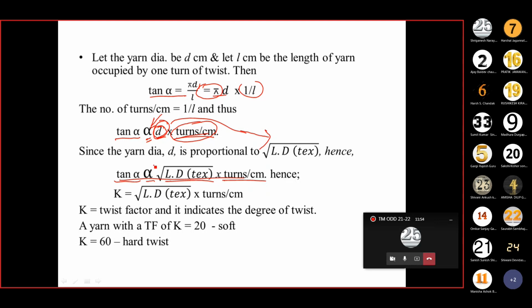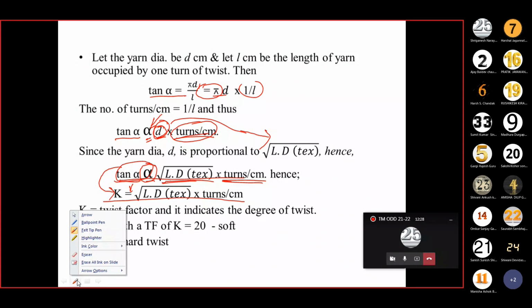Now again, if we want to remove this sign, and if I want an equality sign here, you have to consider a constant. So we have considered a constant as k. So k is equal to square root of linear density into turns per centimeter. So these are mathematical rules, just we are applying here.